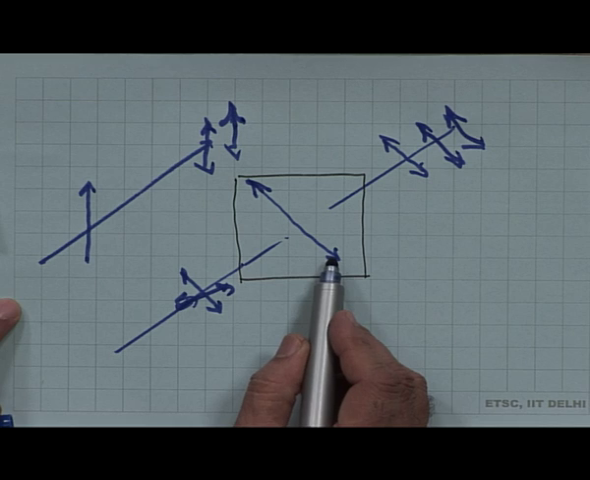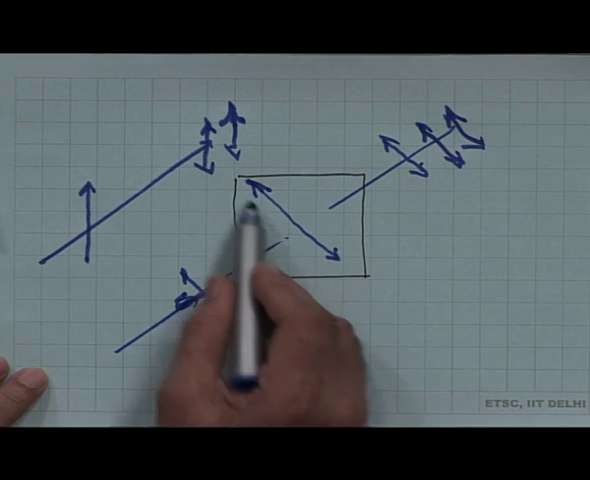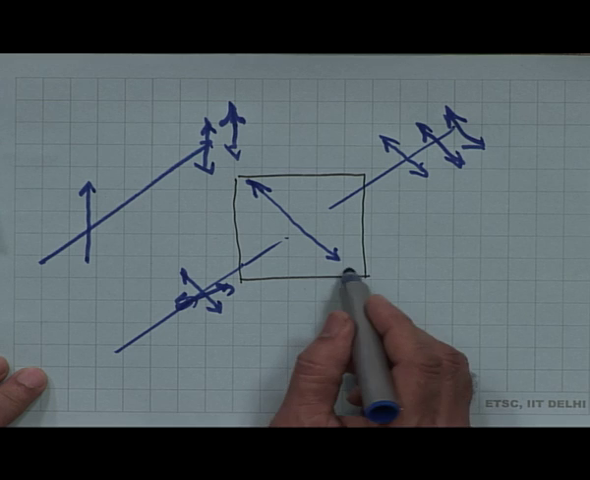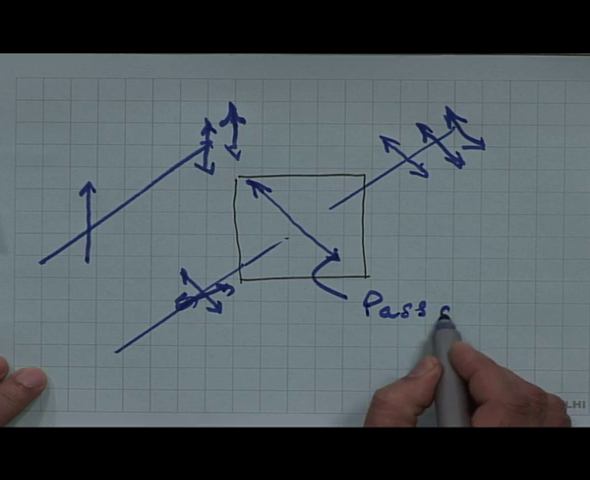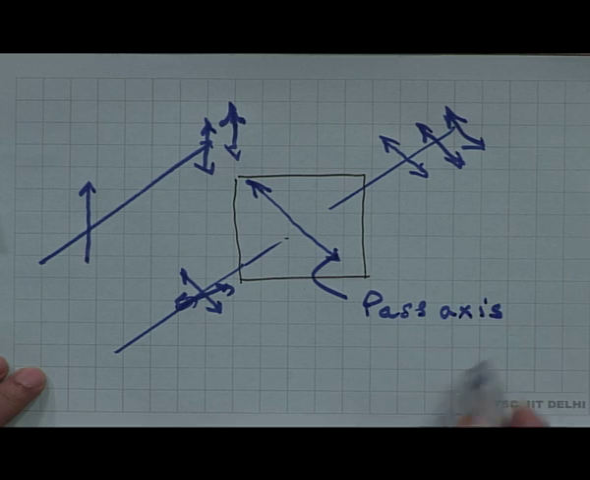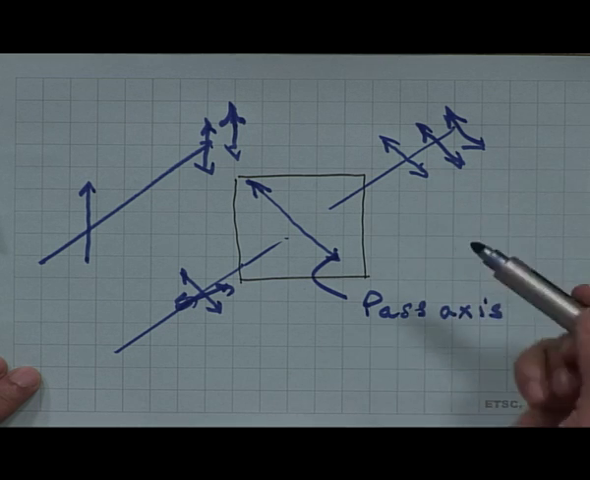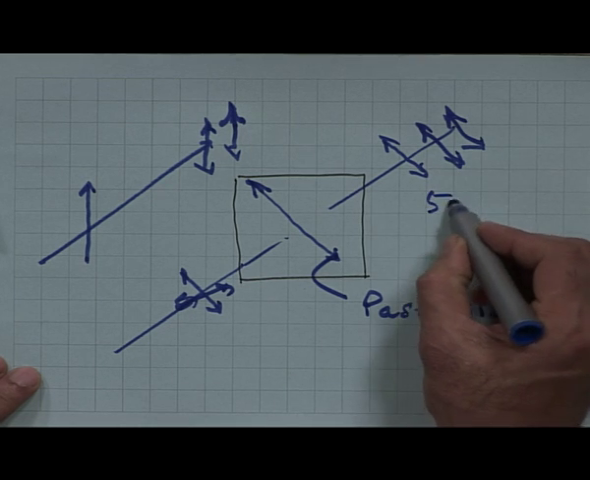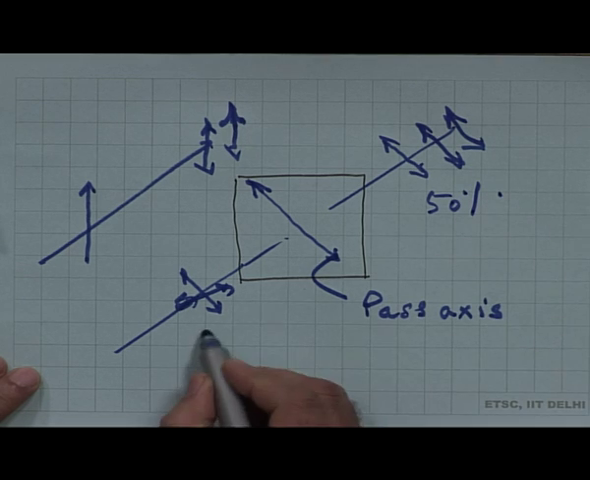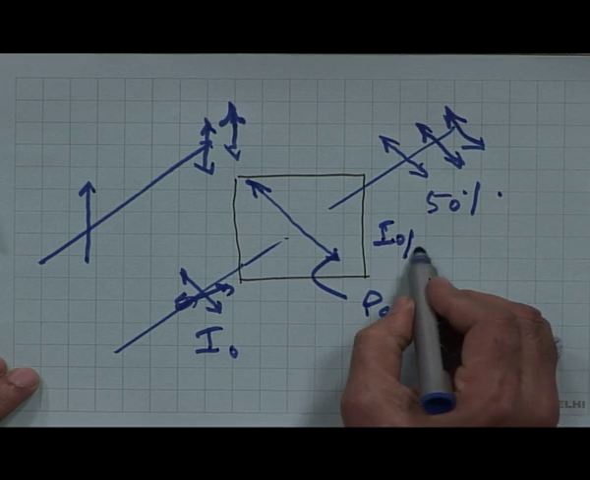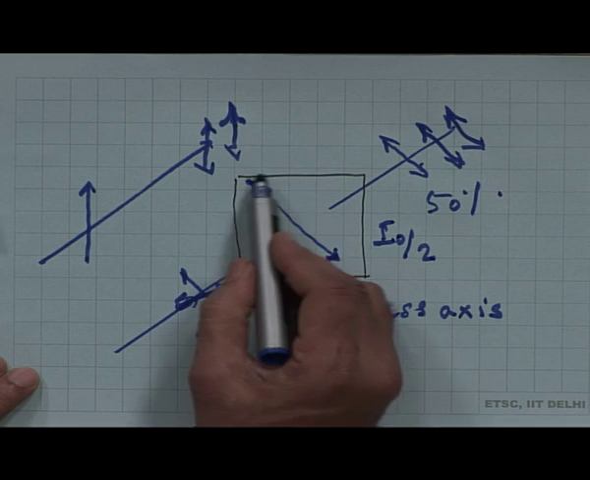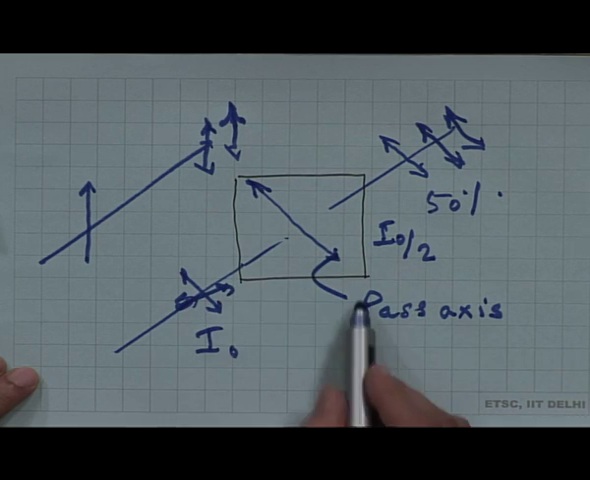Now, we have rotated the pass axis. What is shown here is the pass axis. Then the plane of polarization will be rotated, but 50% of the light will still come on the other side. So, if we had I0 here, we still have I0 by 2, independent of the rotation of the pass axis.